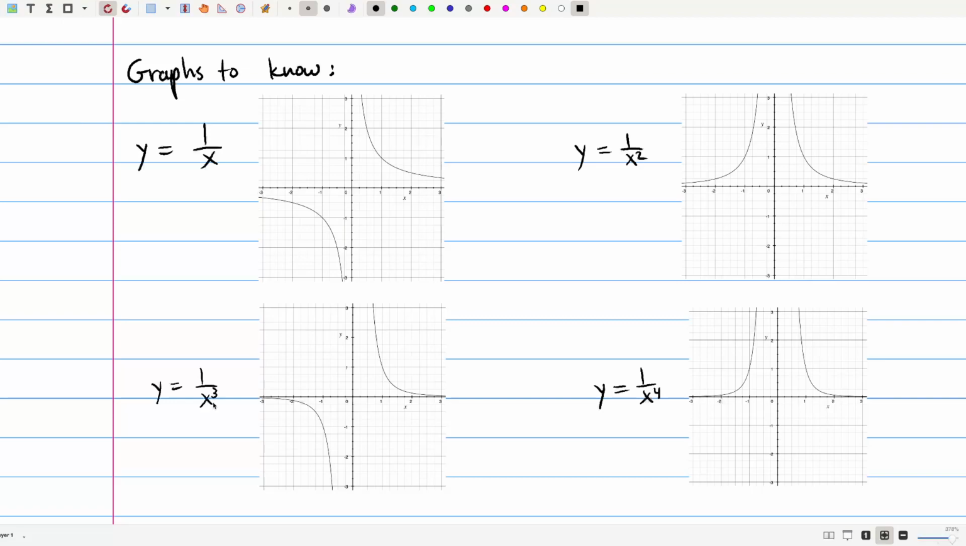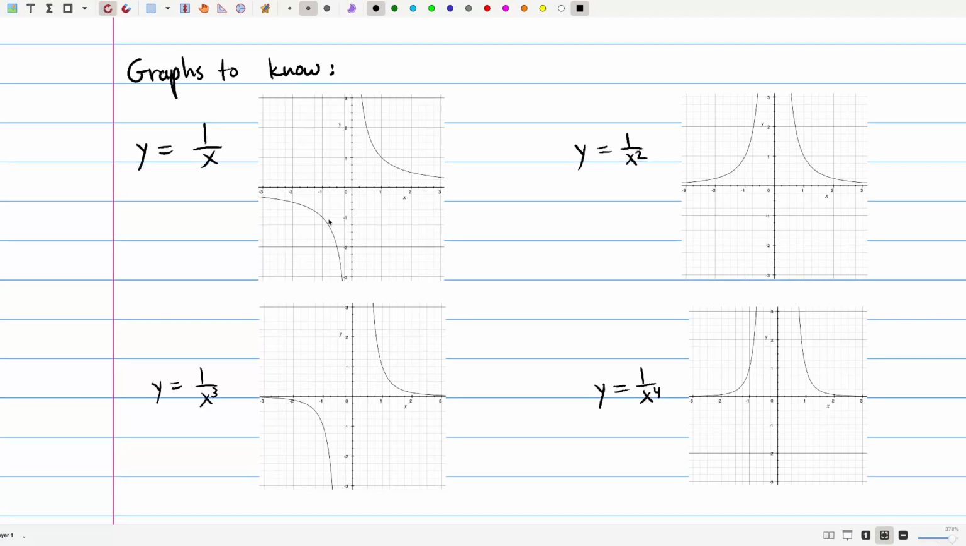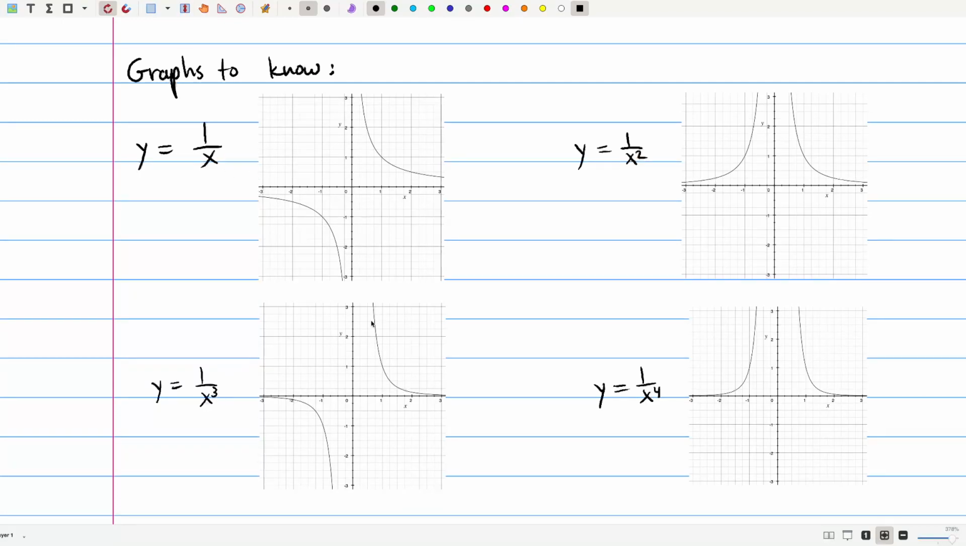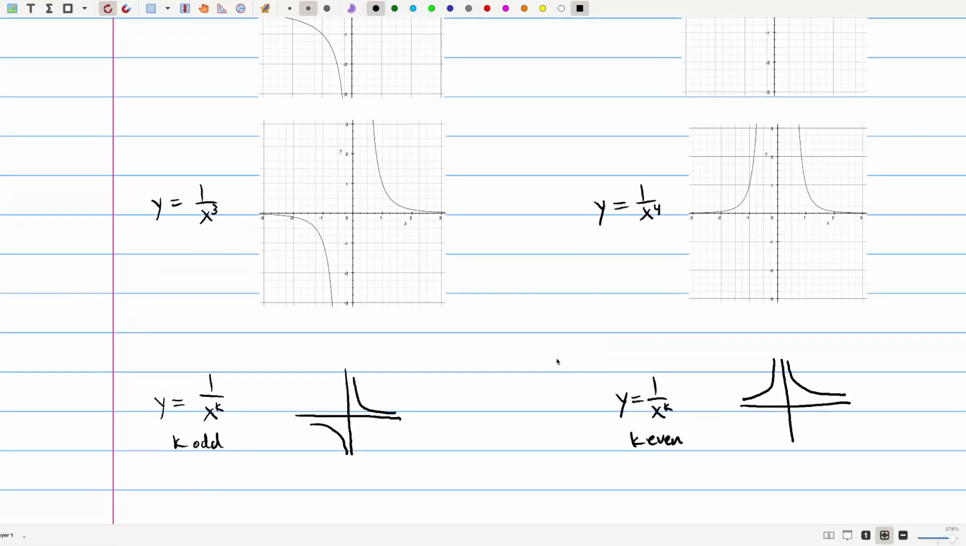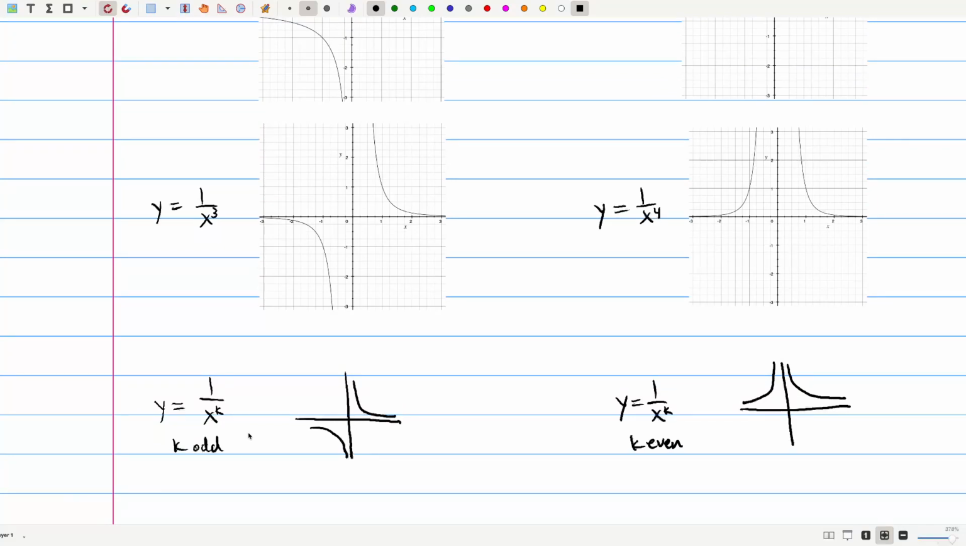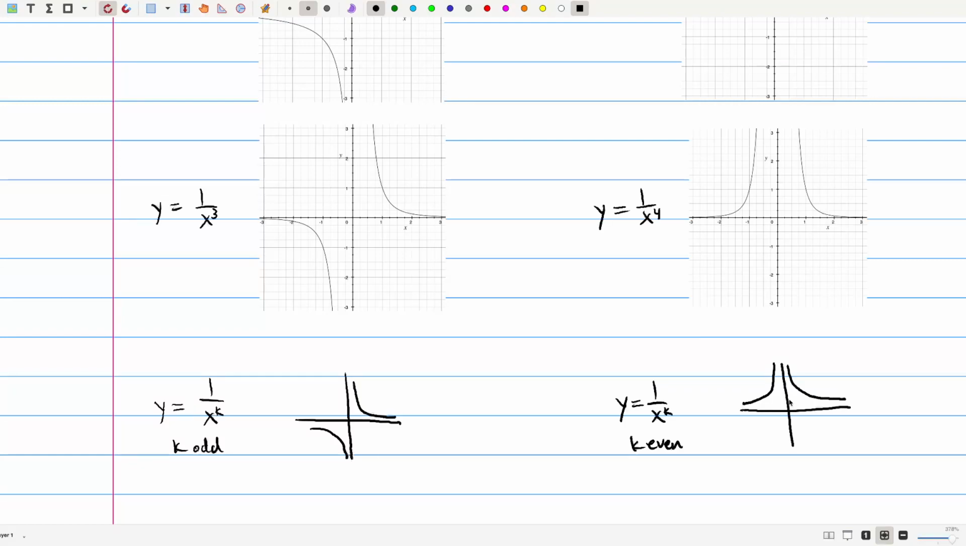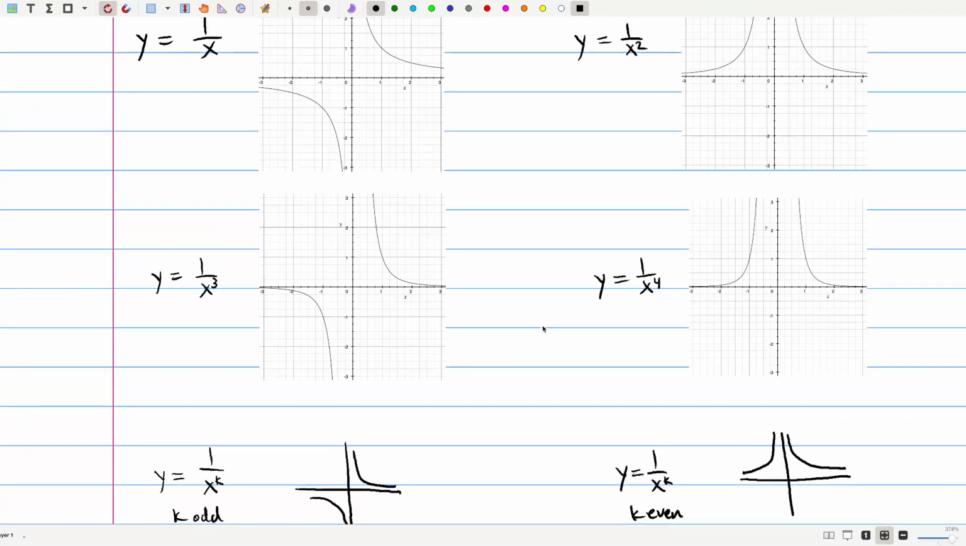Y equals 1 over x cubed looks like 1 over x, but steeper still. Because remember, when you take a negative number and cube it, it's still negative. And so that's why it looks like 1 over x, except we're cubing it, so the numbers get bigger still. And 1 over x to the 4 looks a lot like 1 over x squared. In general, the way you can quickly sketch these graphs is that if you have 1 over x to the k, where k is odd, it looks like 1 over x. And when k is even, it looks like 1 over x squared. So those are graphs that you should know.